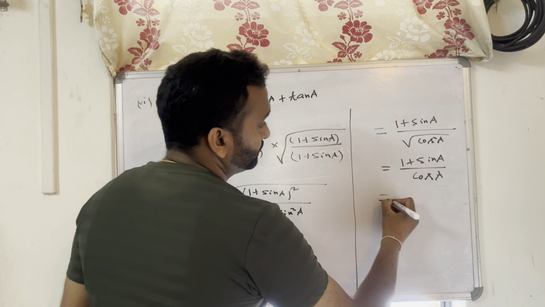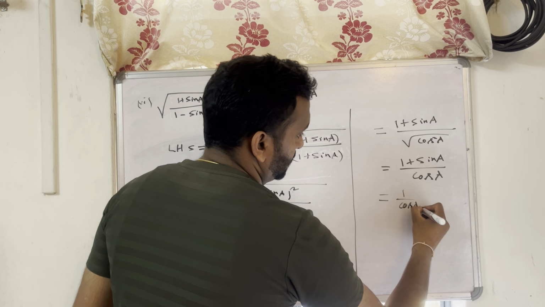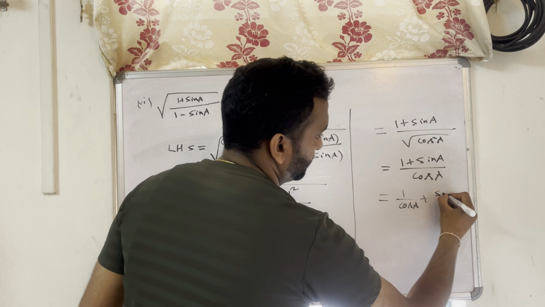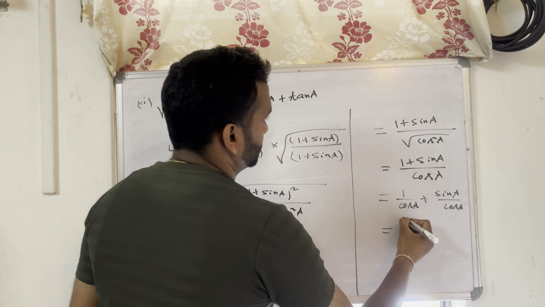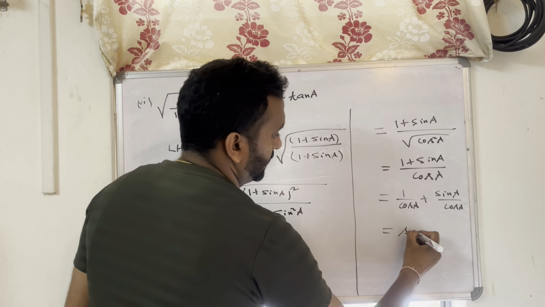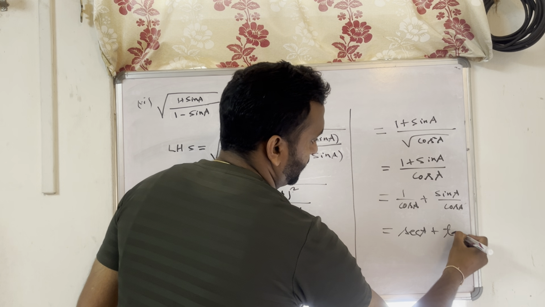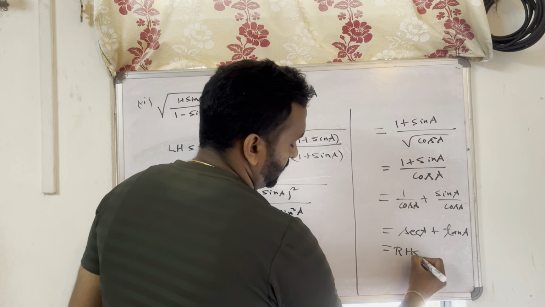So simply splitting the numerator in two parts, it will be 1 by cos a plus sin a by cos a. So 1 by cos a is nothing but sec a, and sin a by cos a is nothing but tan a, which is equal to our RHS, hence proved.